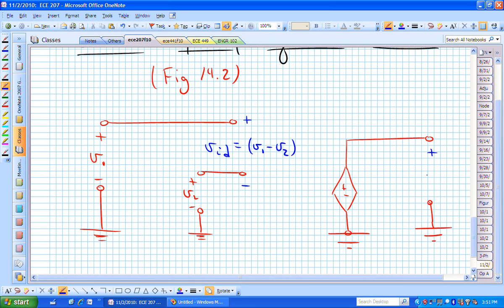Here is our output. And in this ideal configuration, what's the impedance that those sources see? What are they connected to? If I had a voltage V1 and I applied it to those terminals, what would it see?